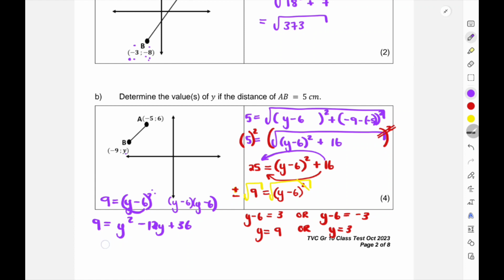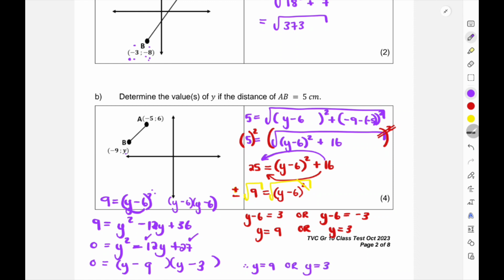And then you'll get 0 is equal to y squared minus 12y, and 36 minus 9 gives you 27. And if you had to factorize that, the signs are the same, they're both negative. And what times what gives you 27, and if you add or subtract, gives you 12? Minus 9 minus 3 gives you negative 12, and if you multiply them, it gives you that. So either y is 9 or y is 3.